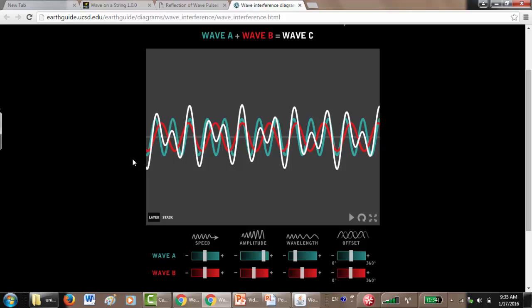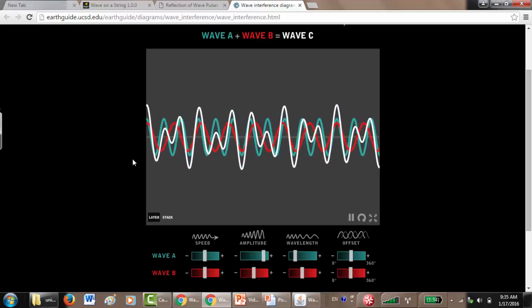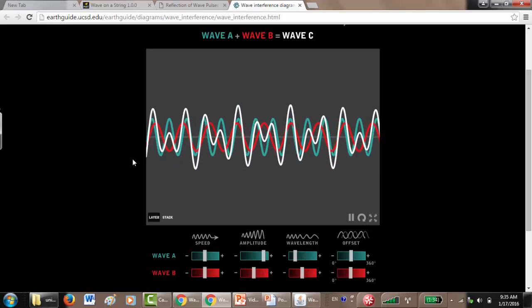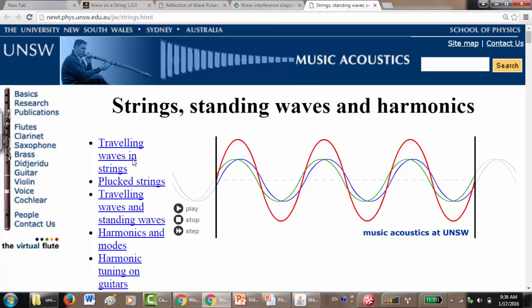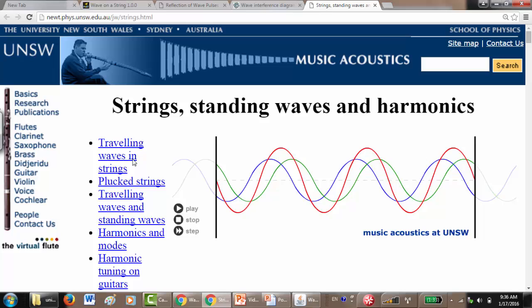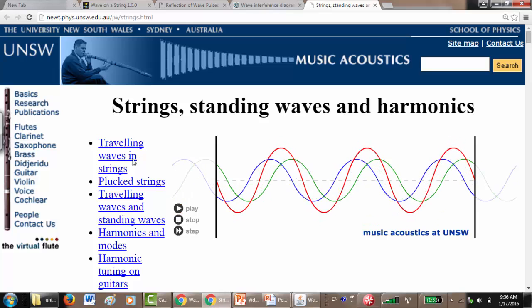Sometimes when you have interference between two waves, it doesn't look like this crazy situation where the superpositioned wave is moving and it has a bizarre format to it. Sometimes it looks like it's not moving at all. So let's take a look at those situations. In this animation from the University of New South Wales, we have a string and we have some waves moving along on it. If we take a look at this more carefully, the blue and the green waves are our waves that are interfering, and the red wave is the superpositioned wave.